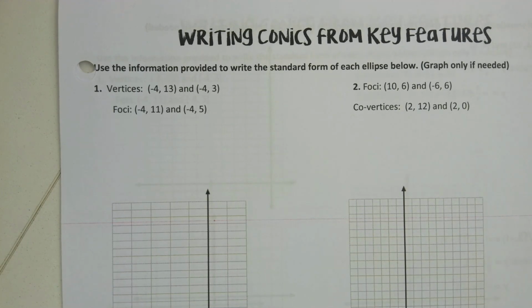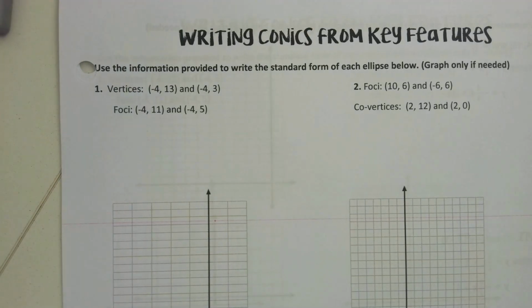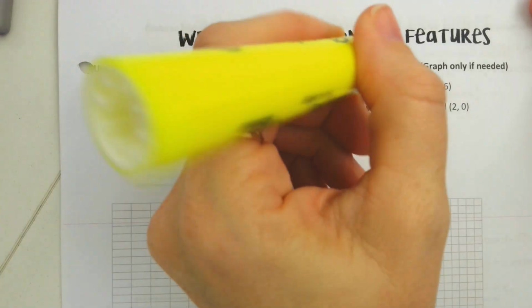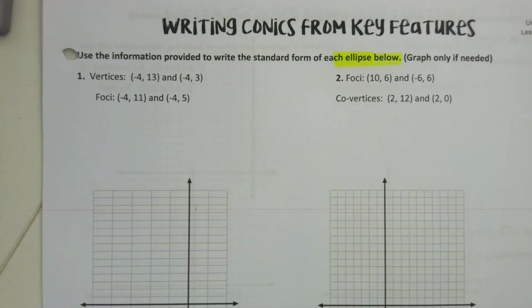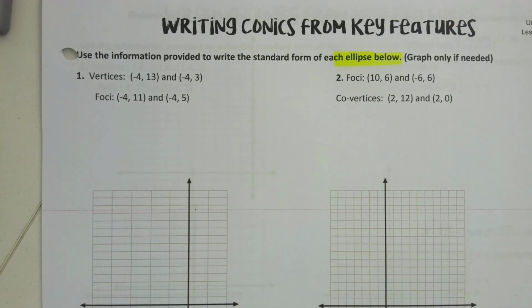Okay, looking at the first one. It says use the information provided to write the standard form of each ellipse below, and you only need to graph it if needed. I like to have a graph because the graph usually helps me find the center. I can count down in different directions, but if you don't need the graph, you don't need to use it.